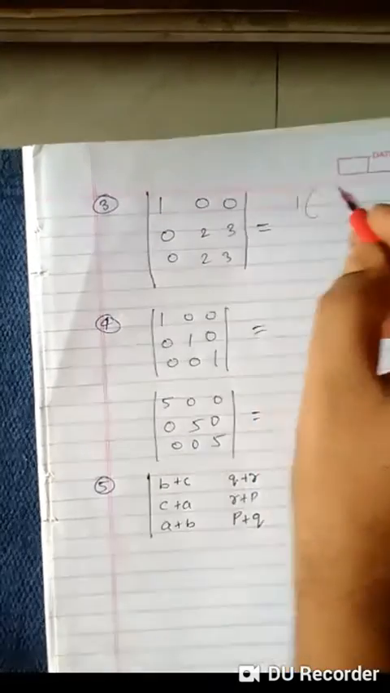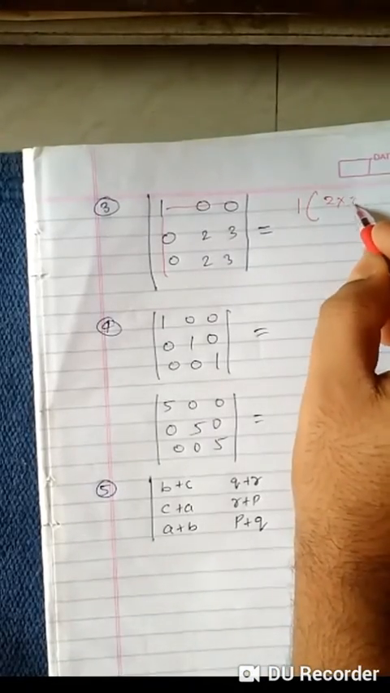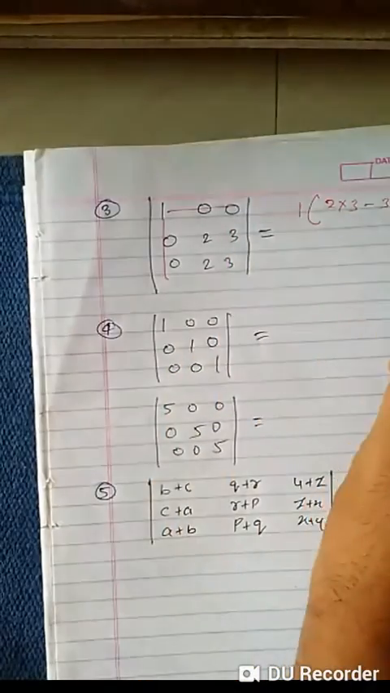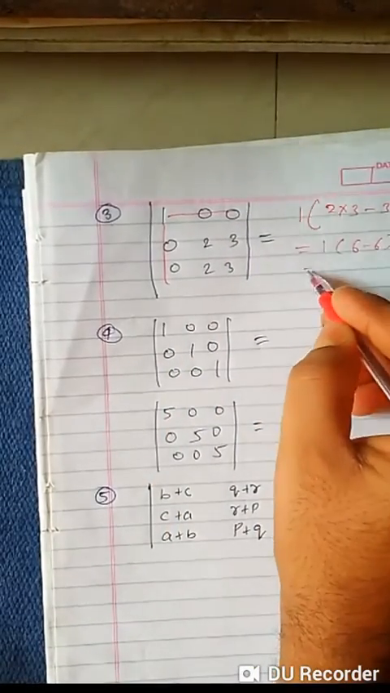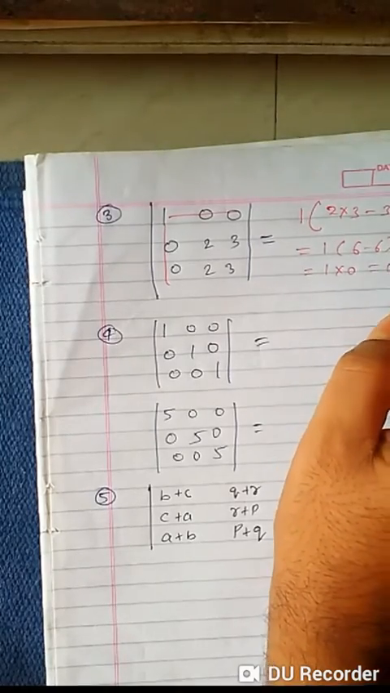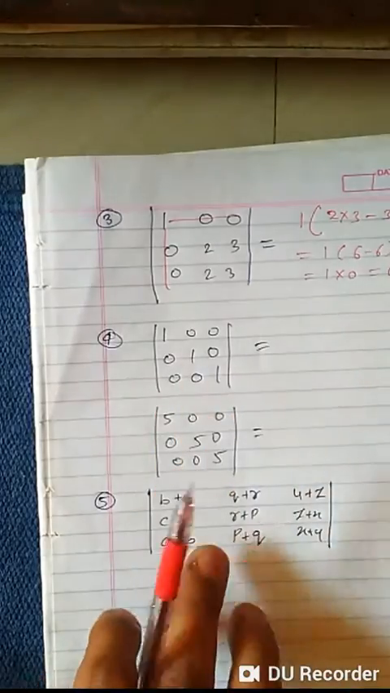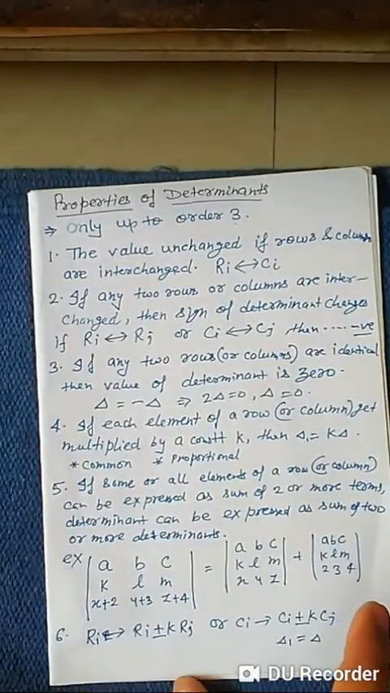So 1 into this will be cancelled. This 2 into 3 minus 3 into 2. Other elements are 0, so no need to do anything. So 1 into 6 minus 6, that is 1 into 0, that is 0. Means if two rows of a determinant are identical, its value is 0.